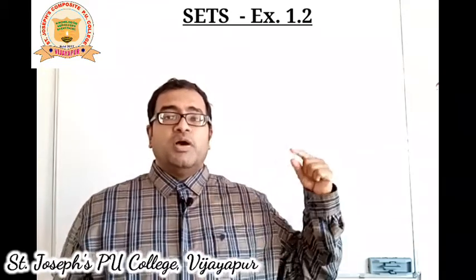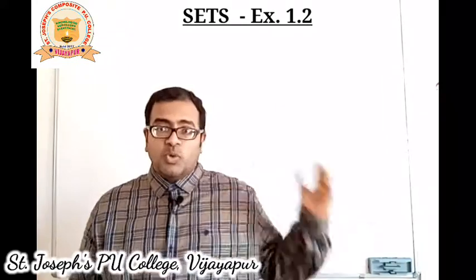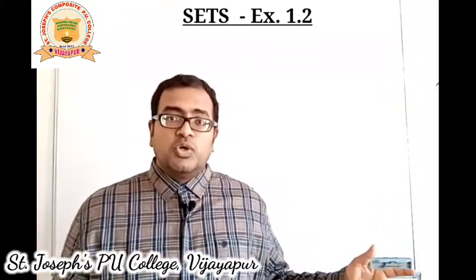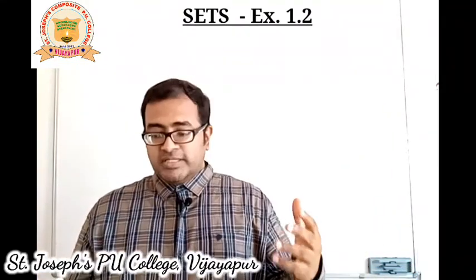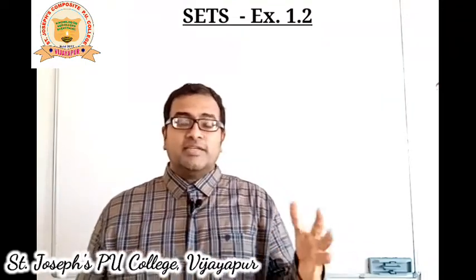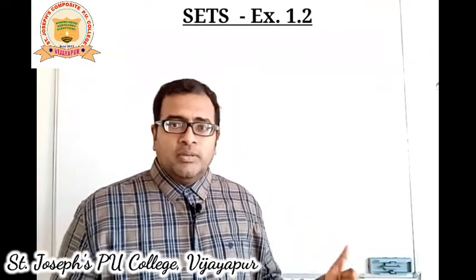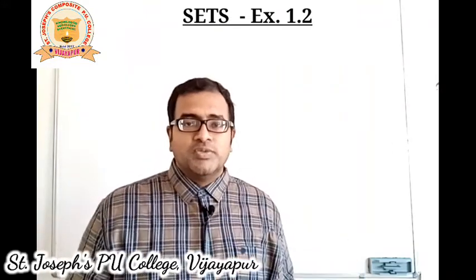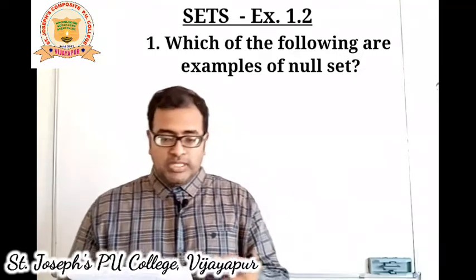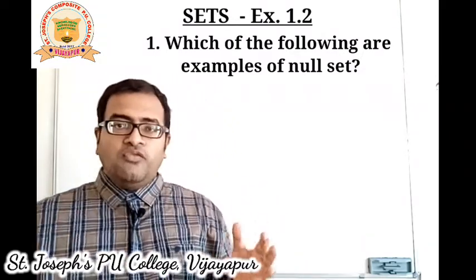I am directly going to the question, expecting that you have seen the videos of theory. If you have not, please go back and check the videos on the theory part. We will be discussing null set, equal sets, finite sets, infinite sets. So kindly check the videos and then come back and continue with this video. So first question goes like this: which of the following are examples of null set?